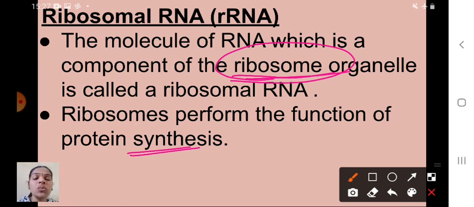Okay children, what is the structure of the ribosome, what is its exact function, and how is it involved in protein synthesis? All these things we will discuss in 10th standard. Shall we go to the next one now?